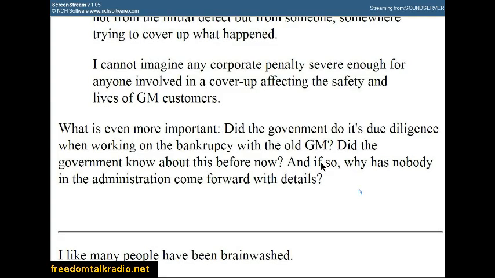What is even more important, as I said just a few minutes ago, did the government do its due diligence when working on the bankruptcy with the old General Motors? Did the government know about this before now? And if so, why has nobody in the administration come forward with details? And I suspect that you and I both know the answer to that.